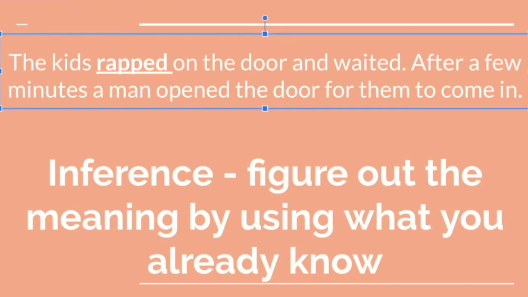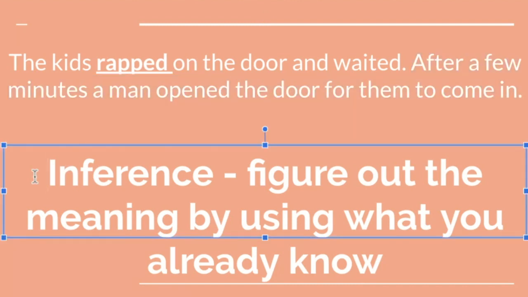The kids rapped on the door and waited. After a few minutes, a man opened the door for them to come in. Our unknown word is rapped. So the kids rapped on the door and waited. And then after a few minutes, a man opened the door for them to come in. Well, I know that when someone knocks on the door and waits, someone might come and open it for them to come in. So this is an example of an inference clue, where you figure out the meaning by using what you already know.